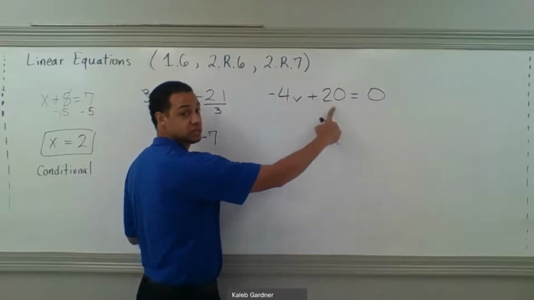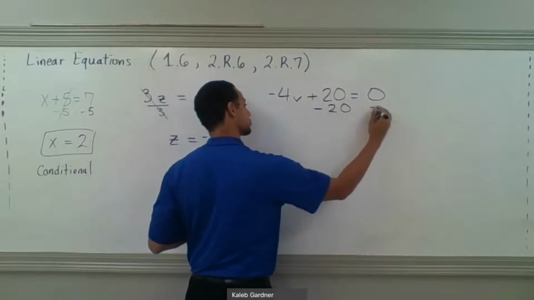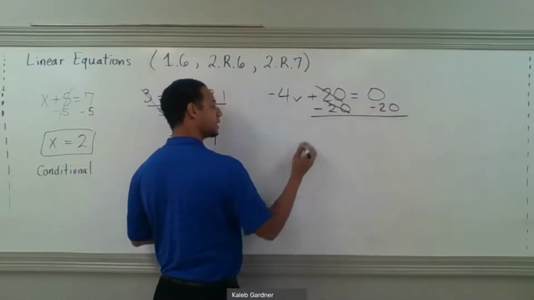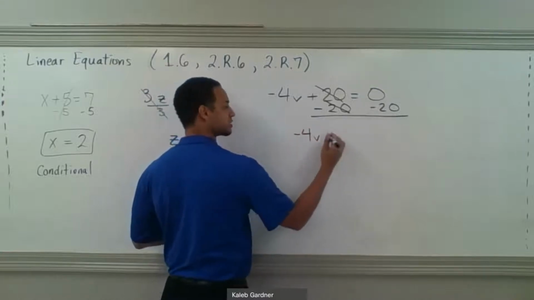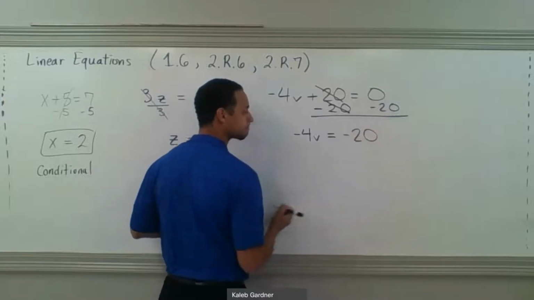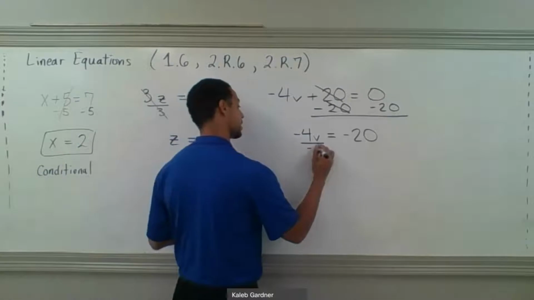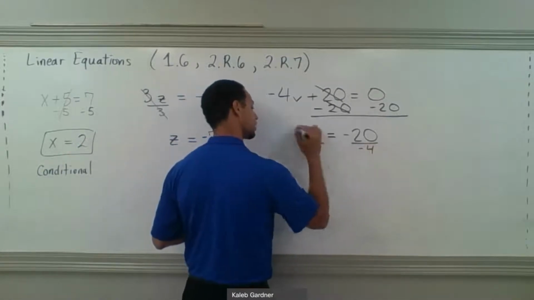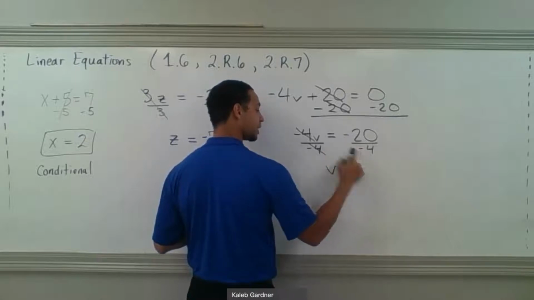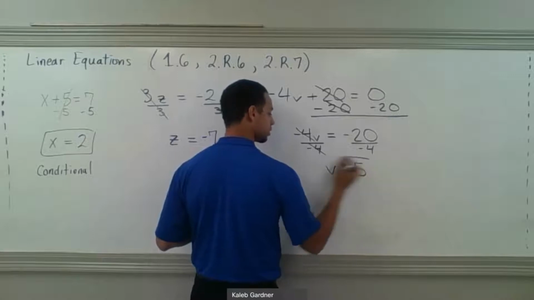Therefore, we'll move 20 first. The opposite of addition is subtraction, so we will subtract 20. So -4V is equal to 0 minus 20, which is -20. Now we can divide by our -4, and when we do, we get V equals a negative divided by a negative is a positive. 20 divided by 4 is just plain 5.